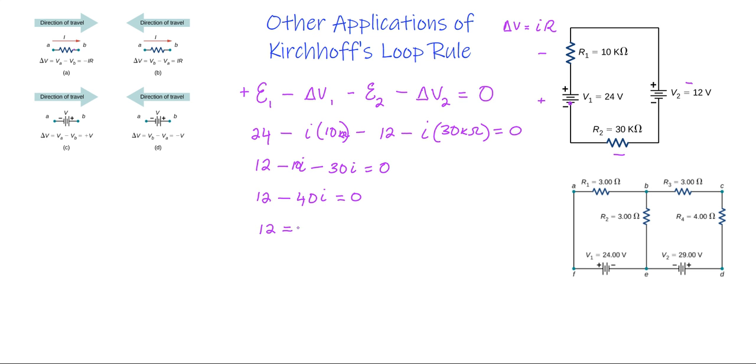And then I can set this as 12 equals 40I, divide by 40, keeping in mind here that this is a kilo ohm, and I would have a value for my current of 0.0003 amps. And you could write that in scientific notation if you so desired. So we see here that I have a current that's the same throughout this process.